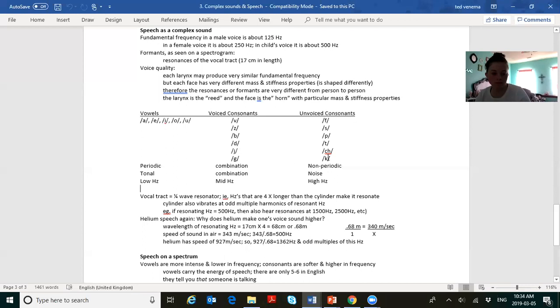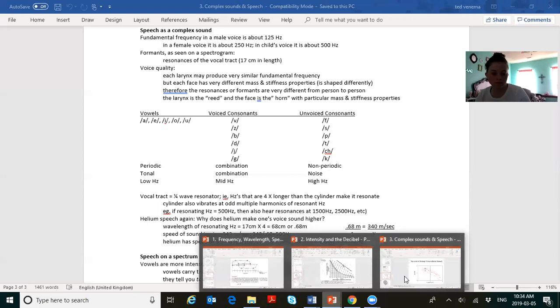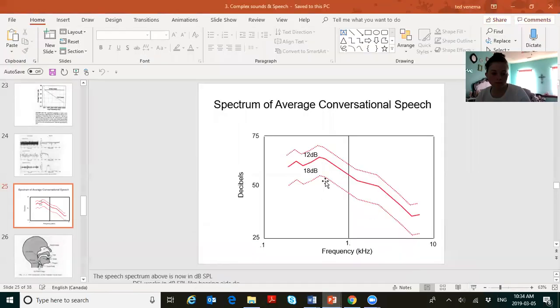Ch, j. Say the word judge. J. Think of where your tongue is. Judge, or say the word church. Same place. Voiced consonants just happen to fit sort of between vowels and unvoiced. In other words, they're part tonal and part noise. So in our lovely little spectrum over here, voiced consonants would be in the middle.